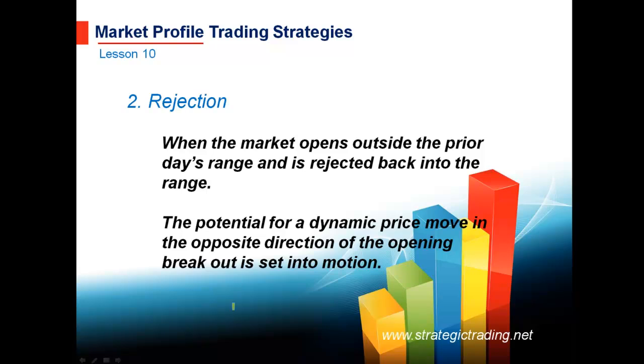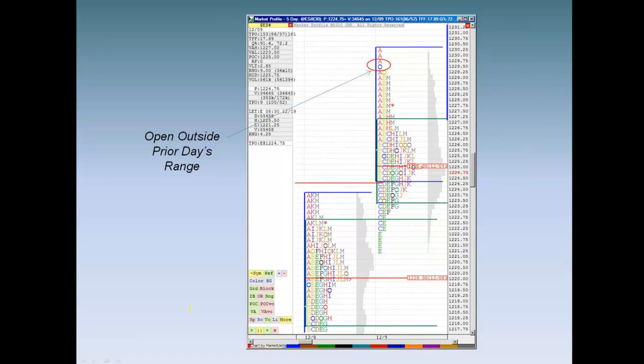If in fact the market opens outside the prior day's range and is rejected back into the range, the potential for a dynamic price move in the opposite direction of the opening break is set in motion. Now, the best way really to see some of these things is to take a look at an example together.